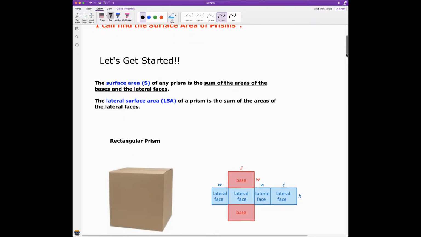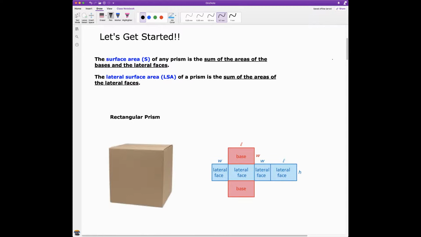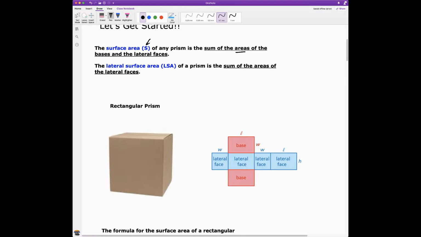So let's get started. Basically, the surface area, and we use capital S to represent the surface area, of any prism is the sum of the areas. And remember, the units for area are always squared. So remember that. Sum of the areas of the bases and the lateral faces. That's how you find the surface area. So it's a sum, so it's an addition problem. And basically all you're doing is finding the areas of all the faces and just adding them together.